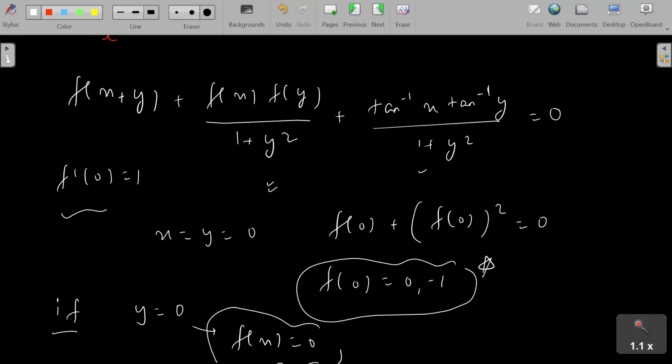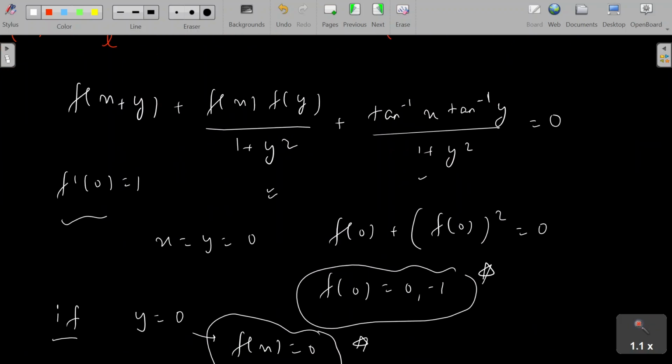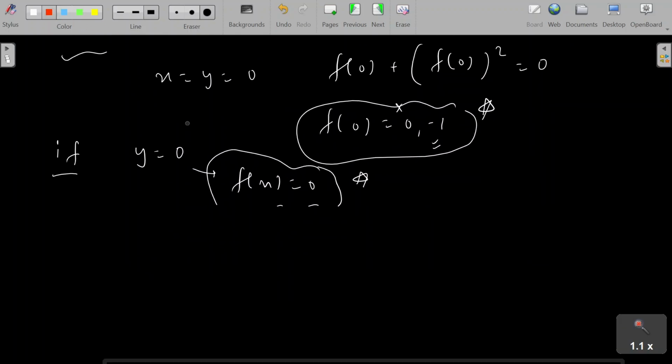If f(0) equal to 0, that implies f(x) equal to 0, that is an invalid solution, because if f(x) is 0, f dash 0 equal to 1 will not hold. So that implies this is invalid, this is valid. Okay, fine. So what you got to know is f 0 is -1.